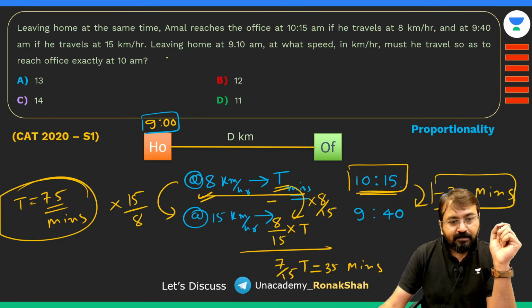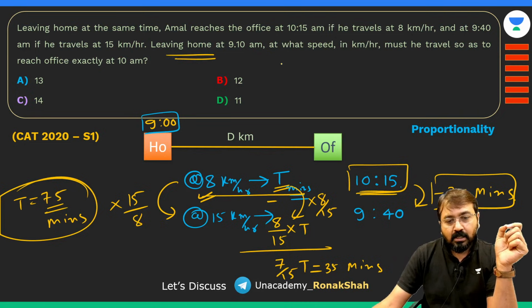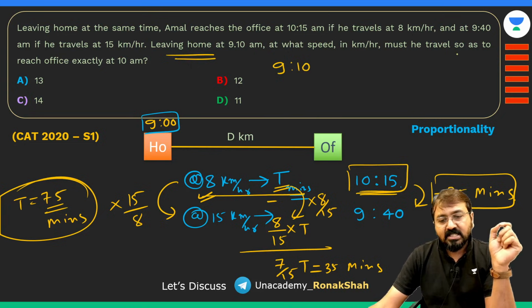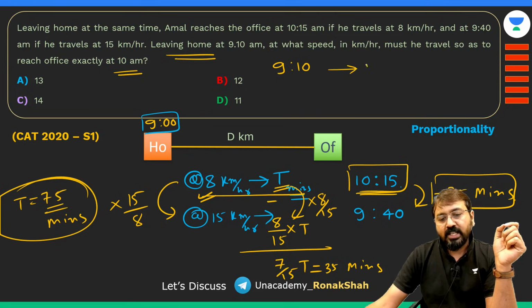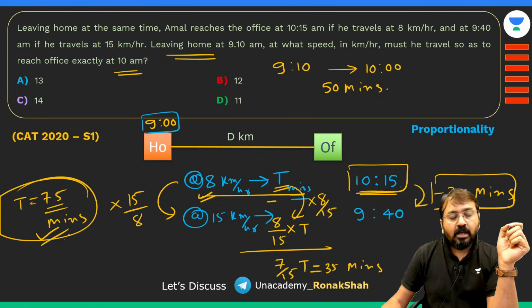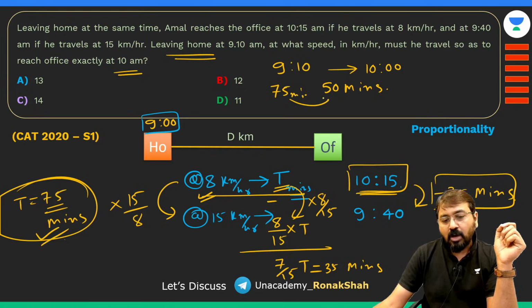So our question is, leaving home at 9:10, at what speed in kilometer per hour must he travel so as to reach office exactly at 10 a.m.? He wants to reach sharp at 10 a.m. Okay, that means he wants to reach in 50 minutes. What is the time taken earlier by him? So he was taking 75 minutes earlier, which now has become 50 minutes.